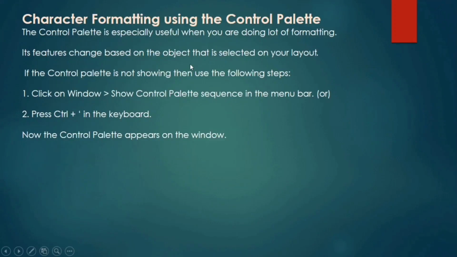Next, character formatting using the control palette. The control palette is especially useful when you are doing a lot of formatting. Its features change based on the object that is selected on your layout. If the control palette is not showing, then use the following steps. Click on Window, Show Control Palette in the menu bar, or press Ctrl plus the plus sign on the keyboard. Now the control palette appears on the window.